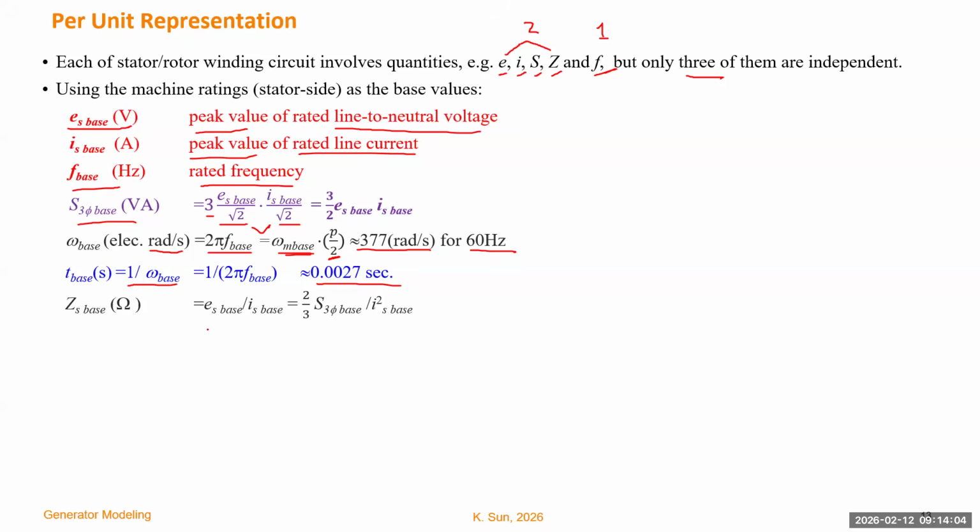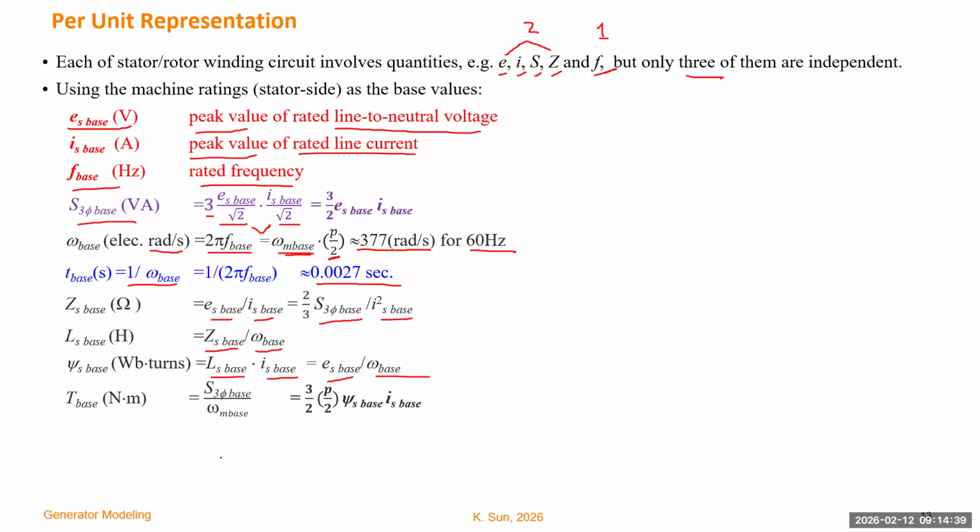Impedance base will be calculated directly from the voltage base divided by current base, and you can also use the power base and the current base to come up with this impedance base. Inductance base is based on the definition in physics: the inductance is equal to impedance divided by the angular frequency. So you can get this inductance base. The flux linkage base, by definition, is the inductance multiplied by current, or voltage divided by speed.